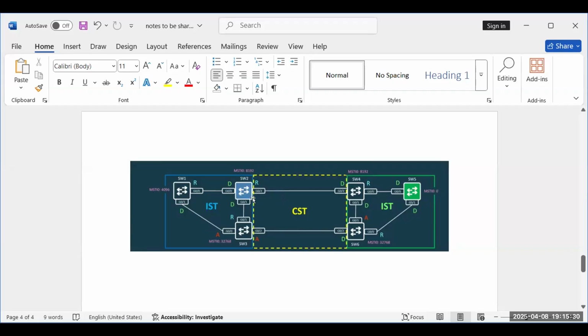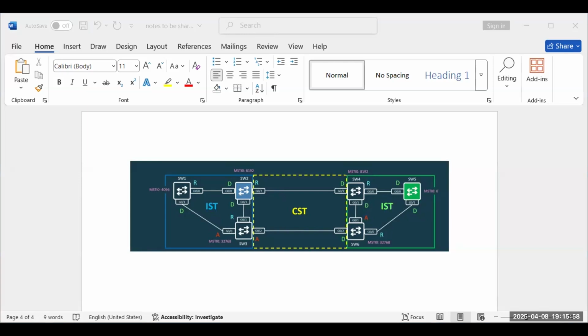Is it only in the CST case? Like, it is actually done only in the CST case, or anything else? No, this is only for the CST, yes. This election process happens only in the CST. Can you repeat that?